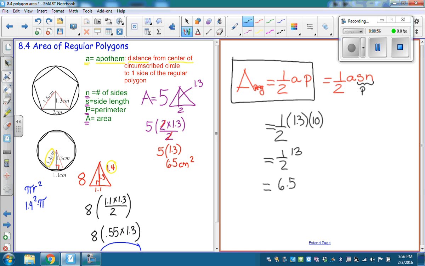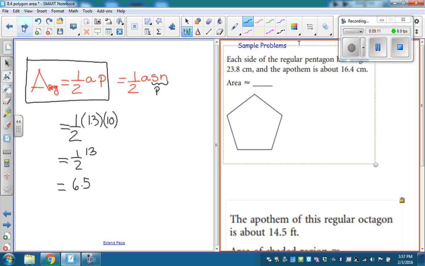So there's lots of ways to do a regular polygon. You just have to come up with a way. So it's either multiplying isosceles triangles or using the formula. But you should be able to go and do backwards problems too.